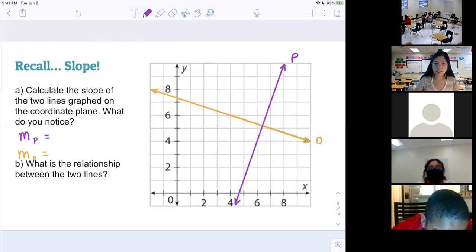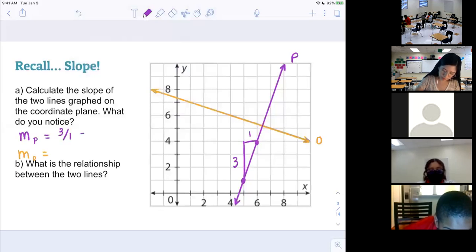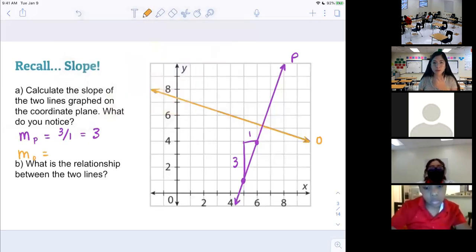All right, Perla says the slope of the purple/pink line is 3/1. Good. Pick 2 points. Rise over run is 3/1, which is just 3. Somebody else give me the slope of the orange line. Rise over run, what do you get?